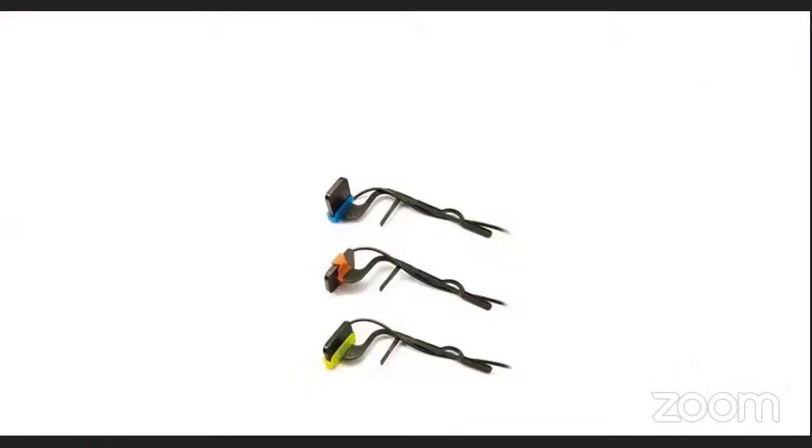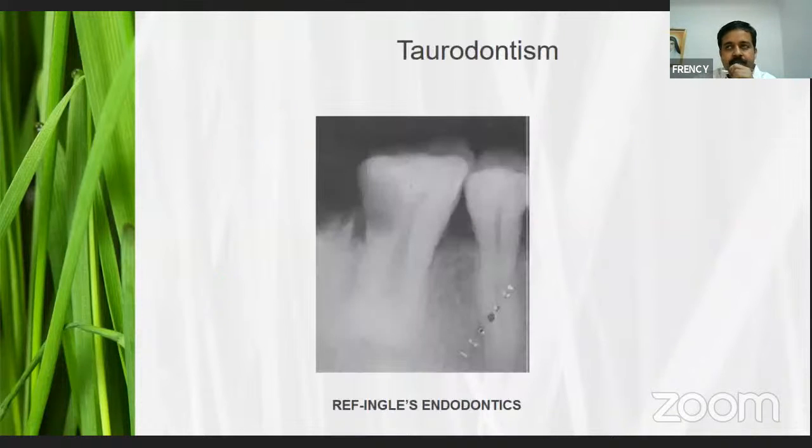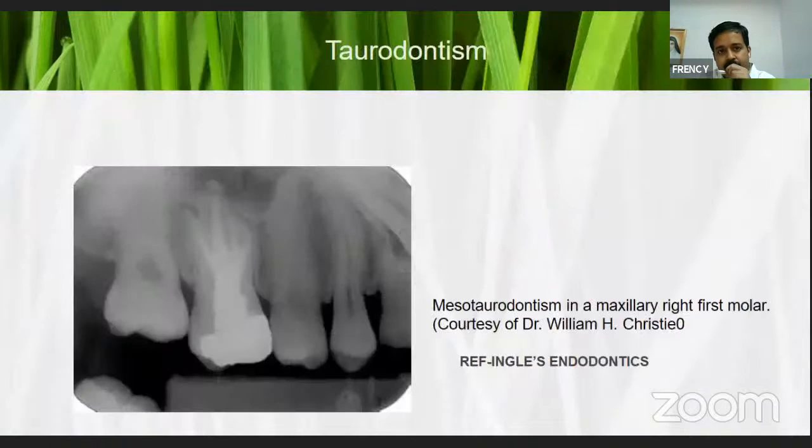For holding sensors, you can use these types of holders, where many designs are available. Then preoperative reading of the radiograph, revealing the complex root canal anatomy. In this, you can see it is a premolar with 2 roots. Then taurodontism, where sometimes the crown is larger than the root, so you will get this type of picture.